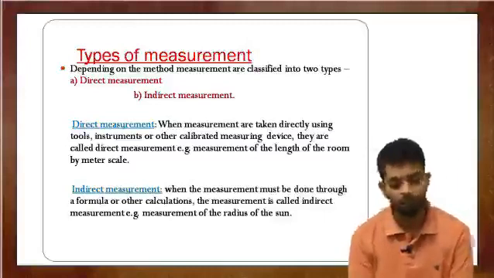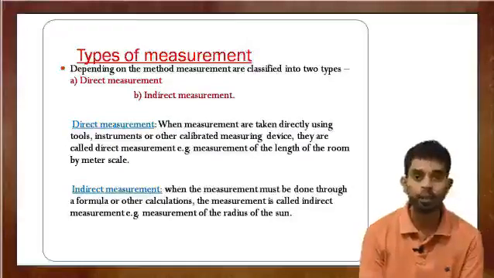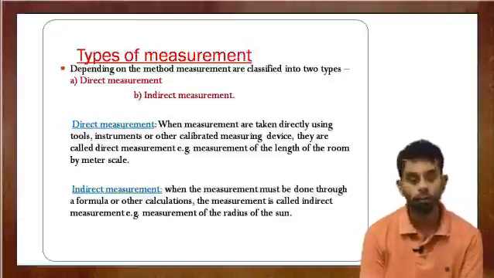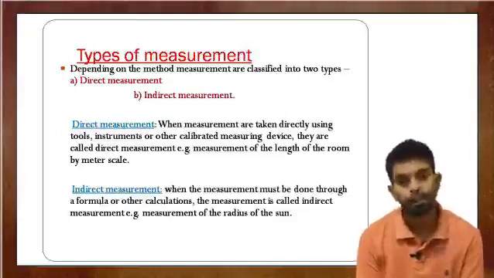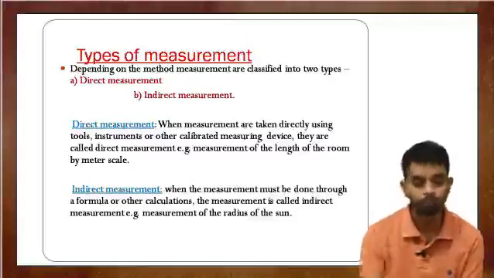For example, when you want to measure the radius of the sun, you cannot directly measure the radius of the sun. You require a formula. By using a formula, we can measure the radius of the sun. So this means it's an indirect measurement.